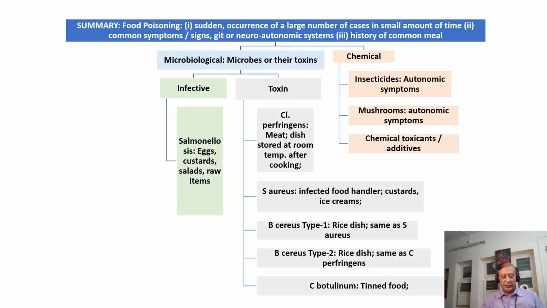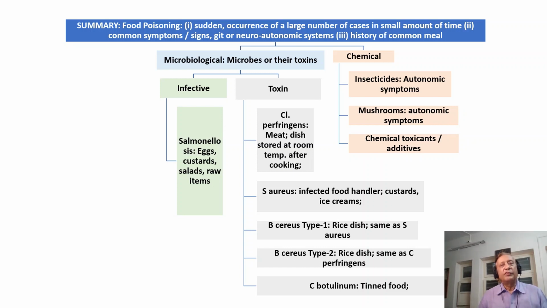So let us quickly recapitulate, from the examination point of view, the important aspects about food poisoning as they are being shown in a summary in the slide, and I'll explain them to you. To define, food poisoning is defined as an episode of acute gastroenteritis or neurological or autonomic disease, which should have three features. Firstly, there is sudden occurrence of a large number of cases in a very small amount of time. So it is explosive. Secondly, there are common symptoms and signs pertaining to either the gastrointestinal tract or neuroautonomic systems. And thirdly, there should be a history of a common meal among those who have been affected.